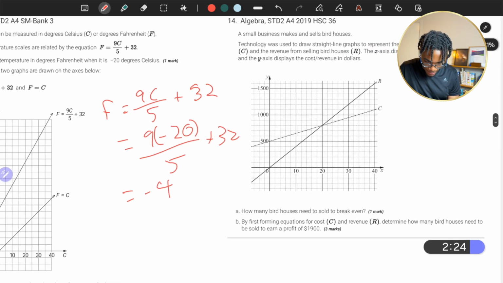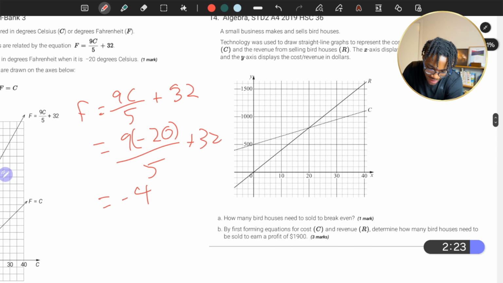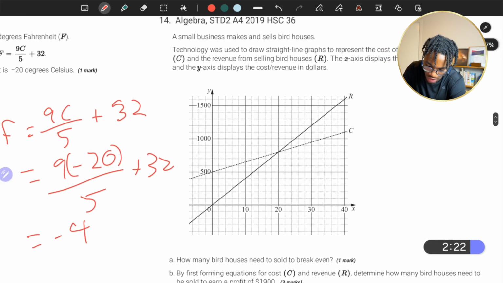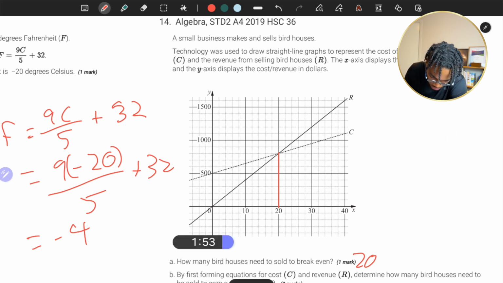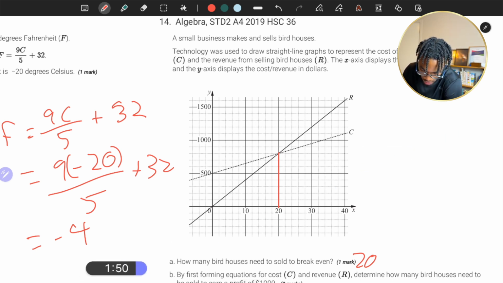Right, let's have a look at this one. A small business makes and sells birdhouses. Technology was used to draw a straight line to represent the cost of making birdhouses C and the revenue from selling birdhouses R. The x-axis displays the number of birdhouses and the y-axis displays the cost or revenue in dollars. How many birdhouses need to be sold to break even? So here, just draw a line down from this, 20.